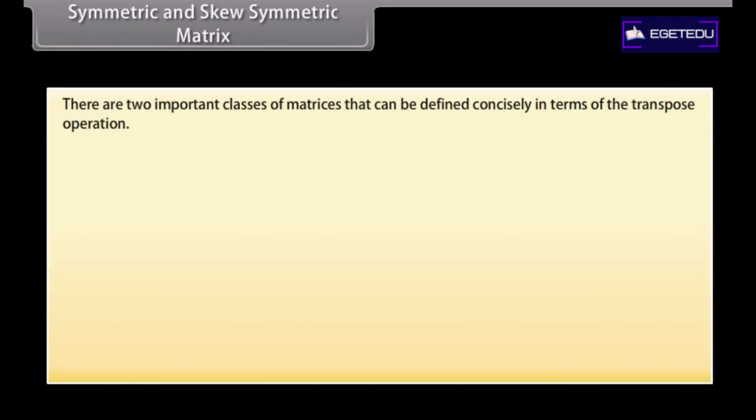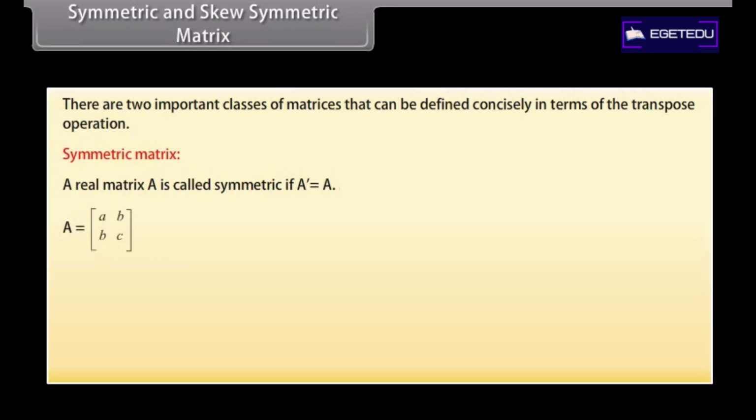Symmetric and skew symmetric matrix. There are two important classes of matrices that can be defined concisely in terms of the transpose operation. Symmetric matrix. A real matrix A is called symmetric if the transpose of matrix A is equal to matrix A. Here A is a general 2 by 2 symmetric matrix.